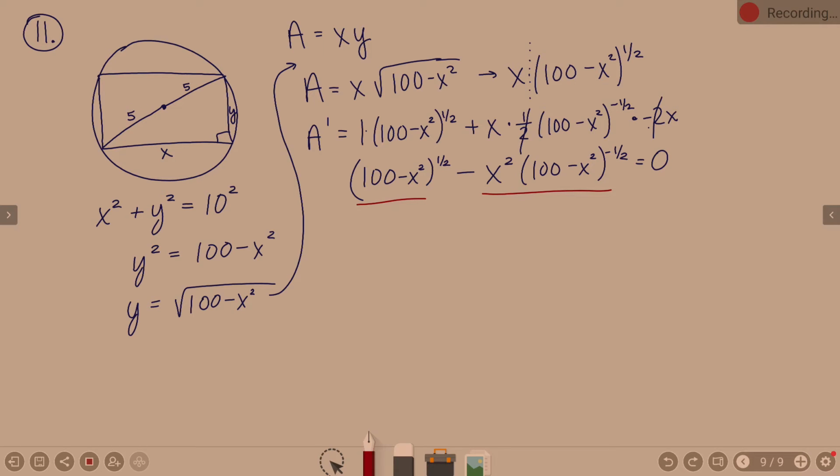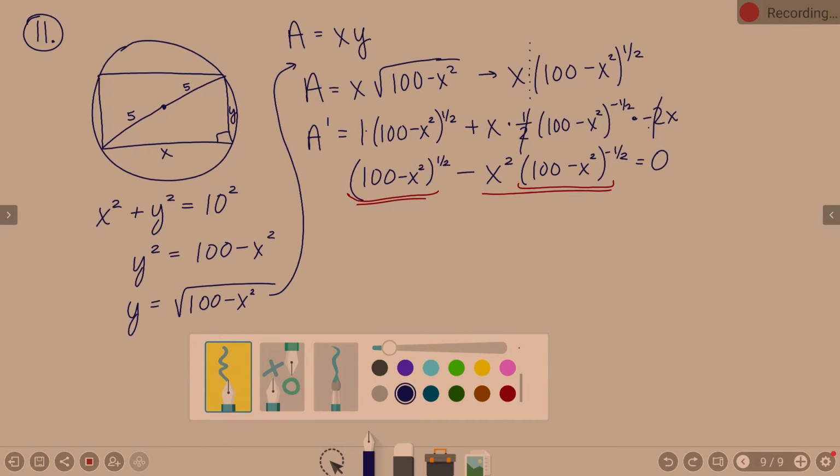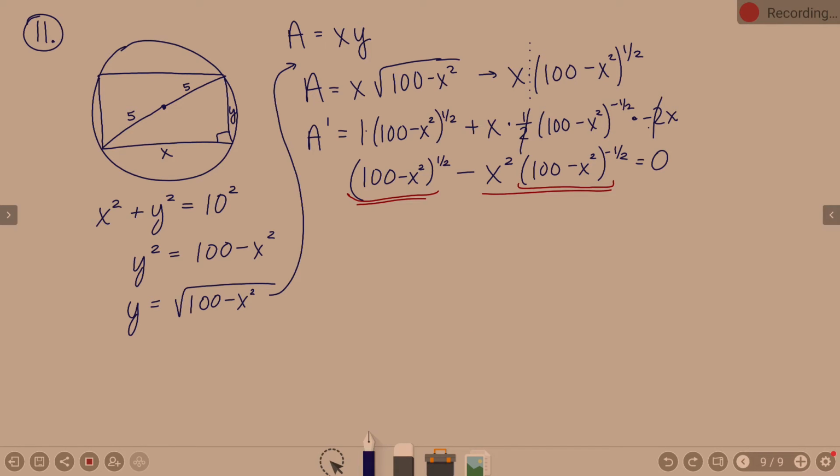There's a 100 minus x squared, correct? Now, key is they have two different powers, don't they? This 100 minus x squared has a positive 1/2 power. This 100 minus x squared has a negative 1/2 power. So we need to factor out the lower of the two powers. Which is the lower power between 1/2 and negative 1/2? Negative 1/2. So I'm going to factor out a 100 minus x squared to the negative 1/2. That's my GCF I'm factoring out.